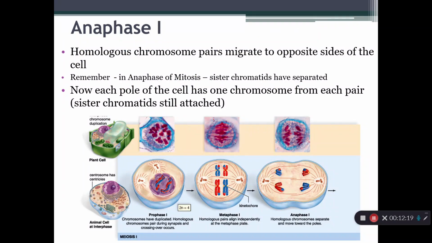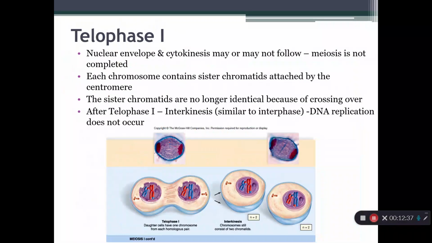There's anaphase. You can see the image. Homologous chromosome pairs migrate to opposite ends. So in mitosis, you wanted to know that the sister chromatids separate. In anaphase of meiosis, homologous chromosomes separate. And there's telophase, you can see there.